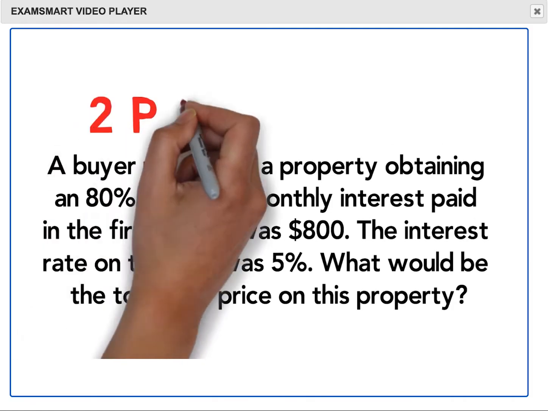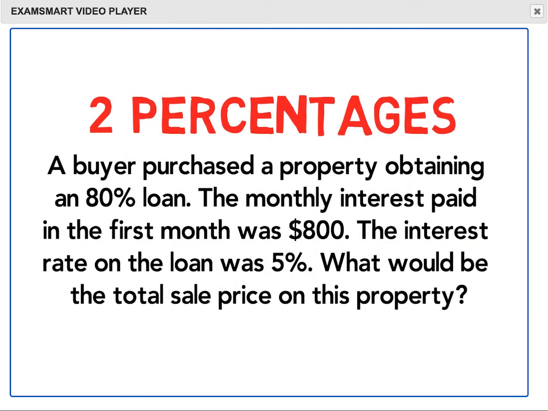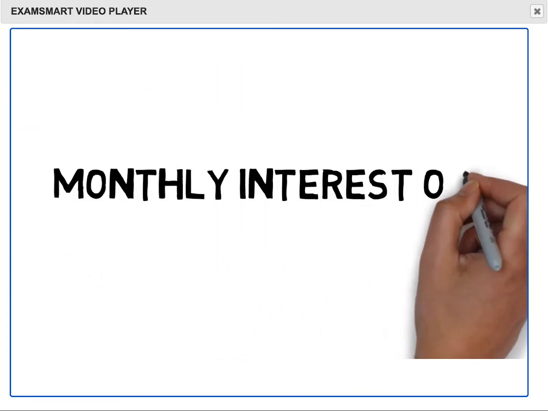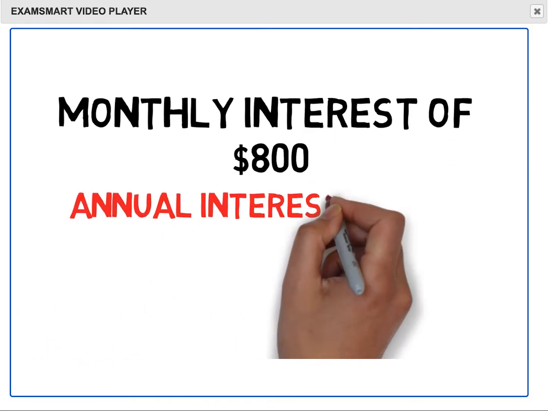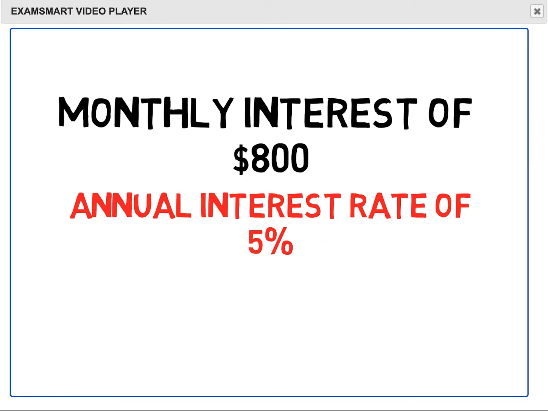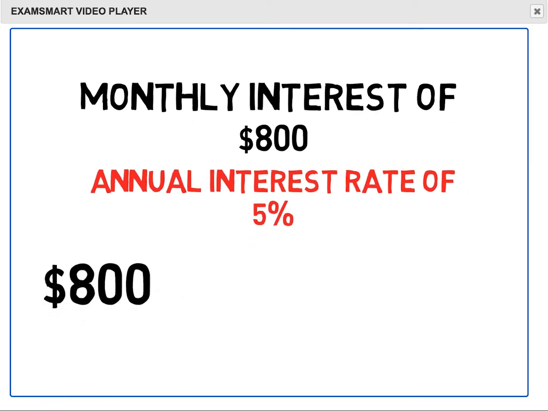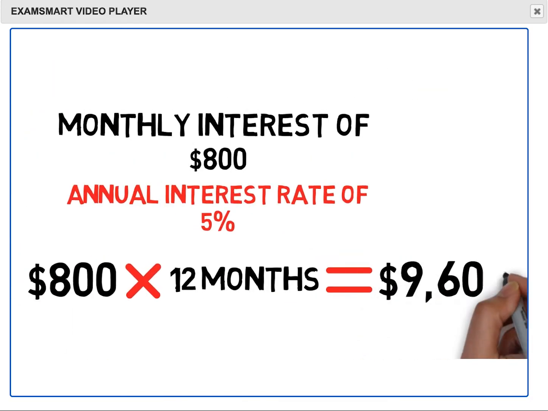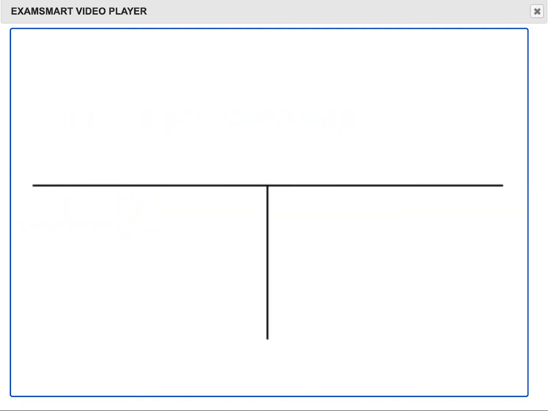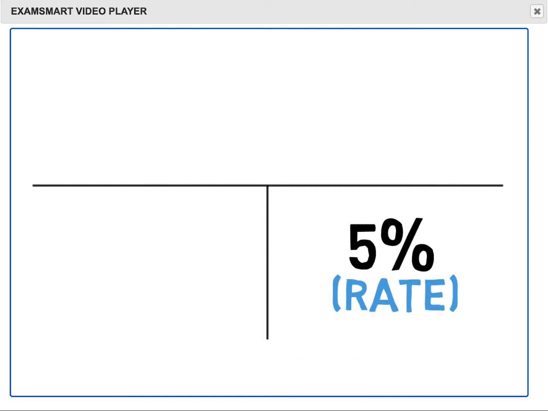To begin with, we have two percentages in our math problem, which tells us to draw two T's. Let's begin with the monthly interest of $800. Since the annual interest rate is 5%, we need to equate that with the annual interest paid. So we will take the $800 times 12 months to arrive at $9,600 total interest for the first year. We then go to our T formula. The interest rate on the loan was 5%, and the percentage always goes in the bottom right. So 5% goes in the bottom right of our first T.